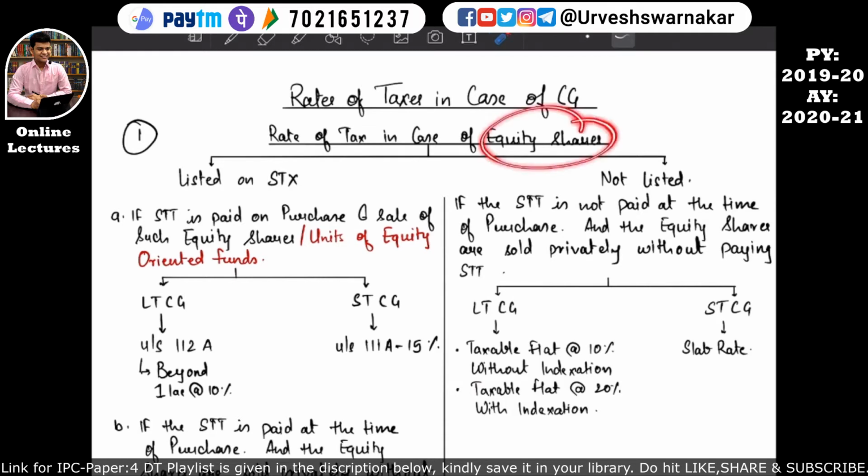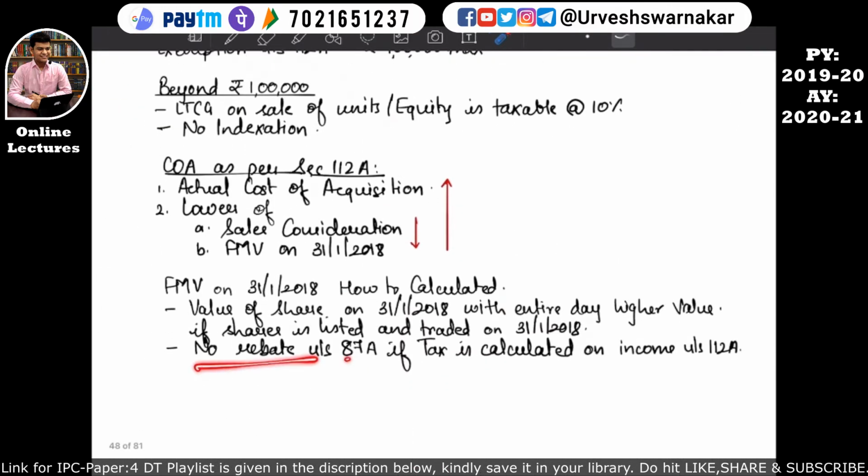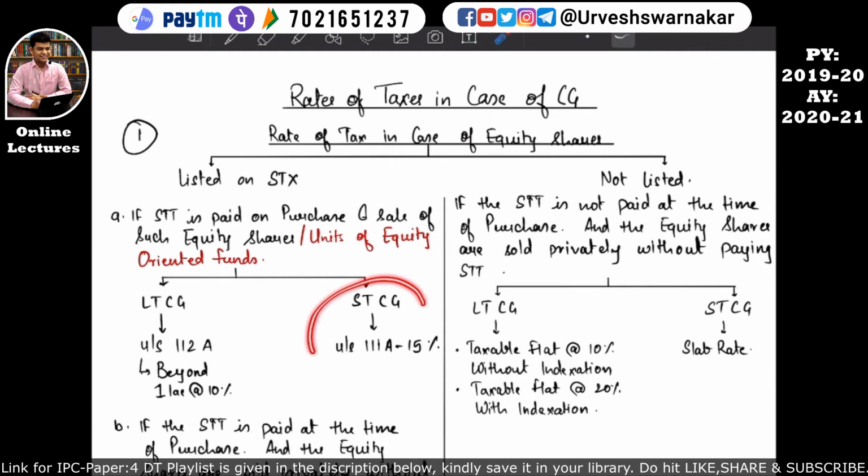Similarly, if this equity share, which is a share of a listed company, is a short-term capital asset, then short-term capital gain will be calculated. I hope this is quite clear. And on this, tax will be calculated with the help of section 111A at the rate of 15%. But rebate on this will be available. So specifically I've written over here under section 112A that rebate is not available if tax is calculated under section 112A. But rebate will be available on the short-term capital gain derived on these listed equity shares, where the tax has been calculated at the rate of 15%. I hope this is quite clear.